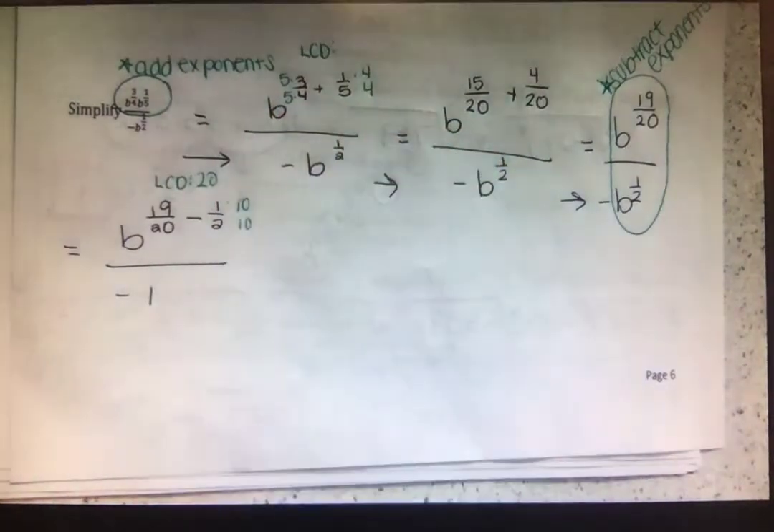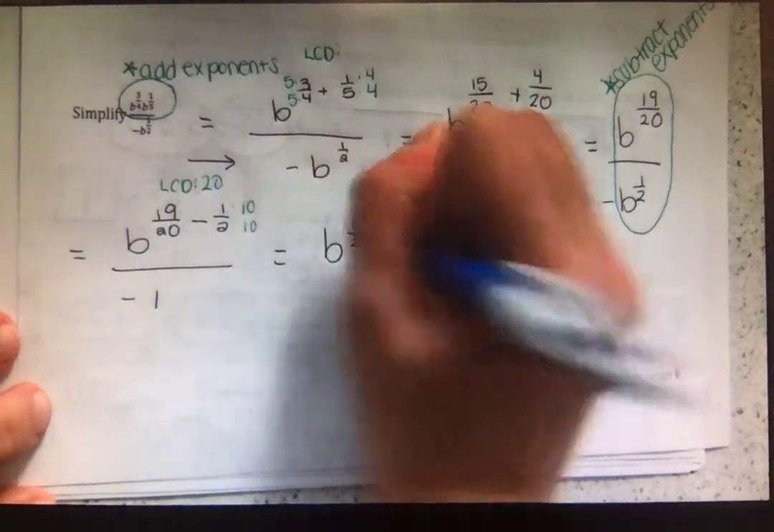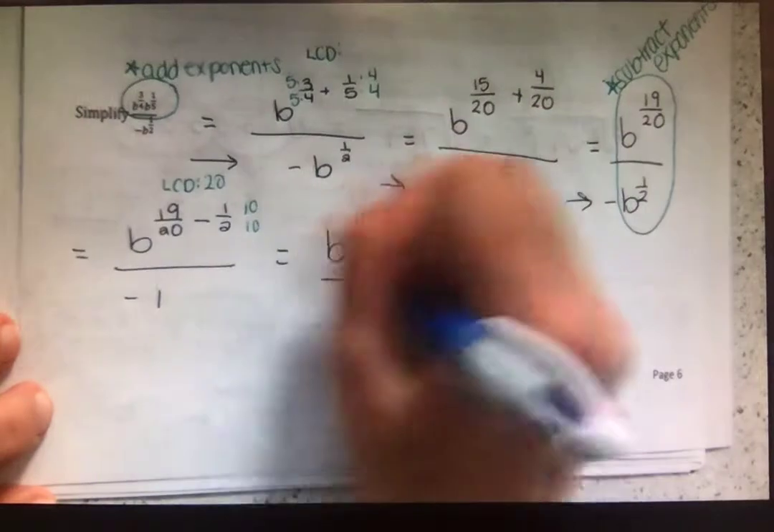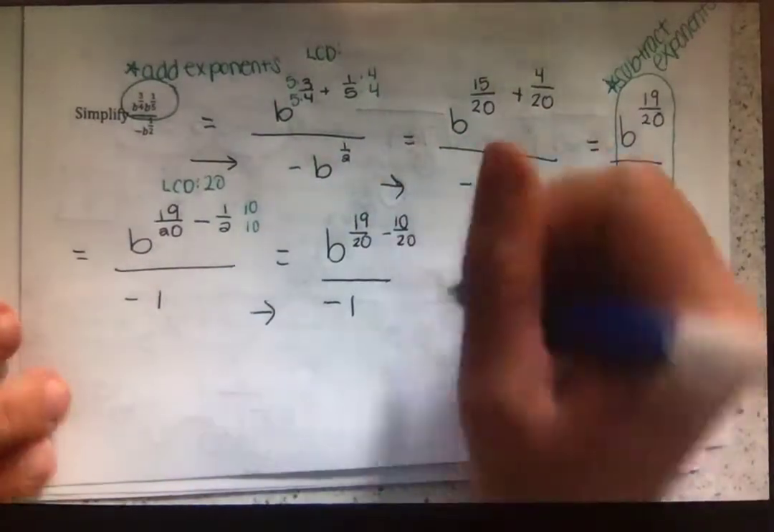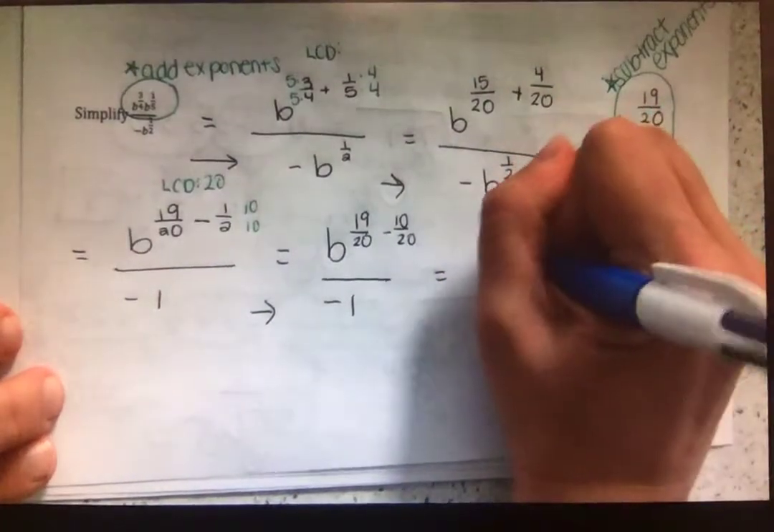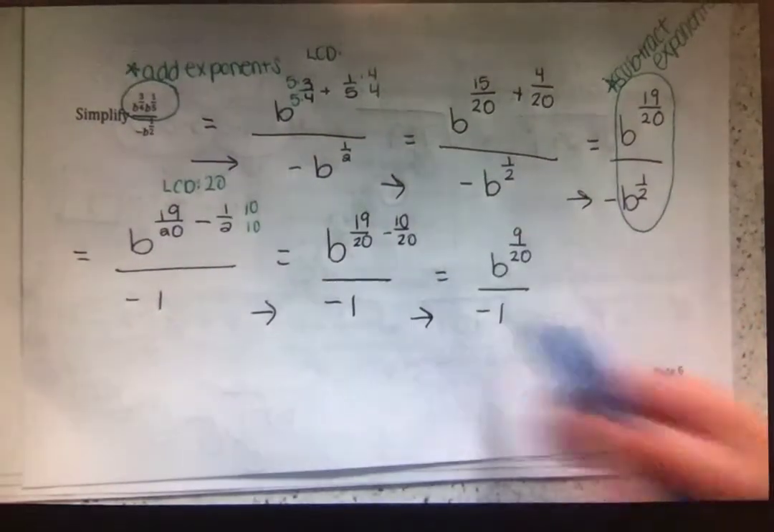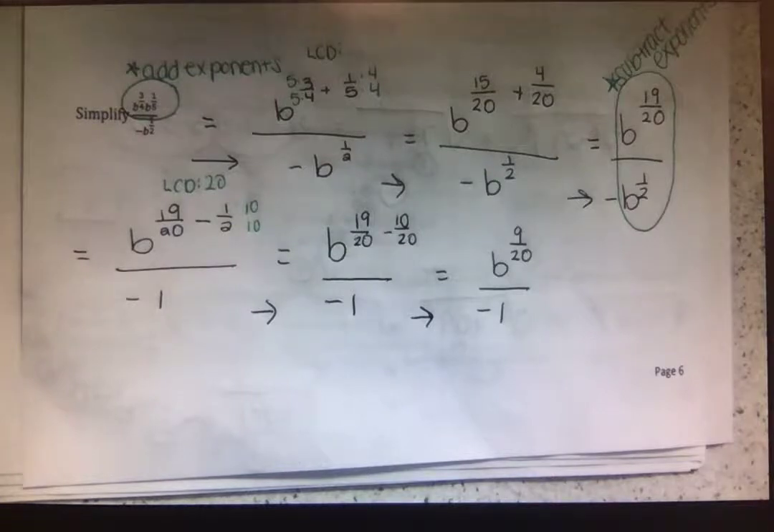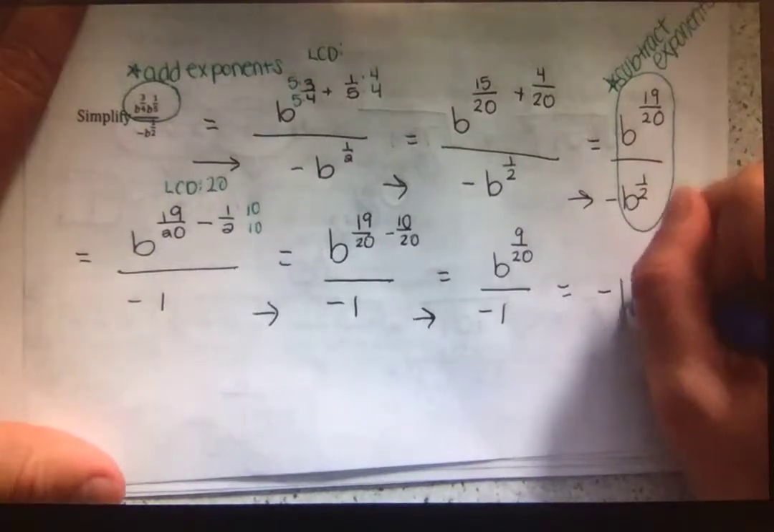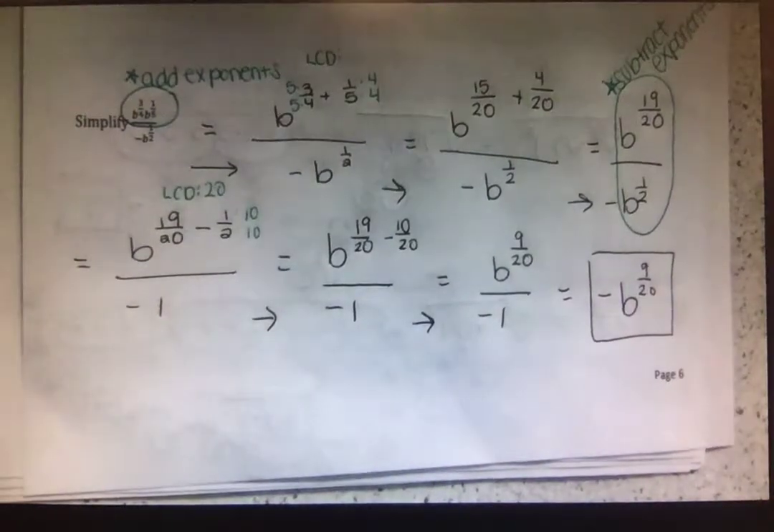This one we can change into 20. So it'll give us b to the 19 over 20 minus 10/20, over that negative 1. Don't forget to move it over. So now we have b, 19/20 minus 10/20 will give us 9/20. 9 over 20 cannot be simplified, so that's done. Don't forget to bring over that negative 1. So we have b to the 9 over 20 divided by negative 1. That'll just make it negative b to the 9 over 20th power. And that's our final answer. We can't simplify any further.